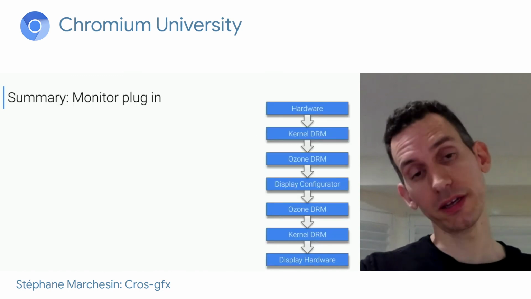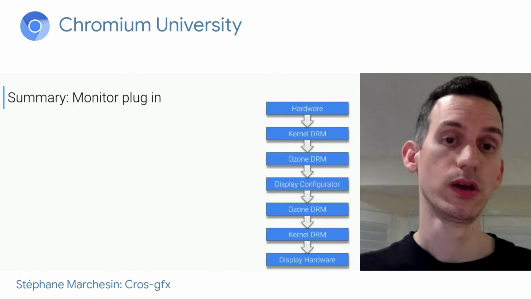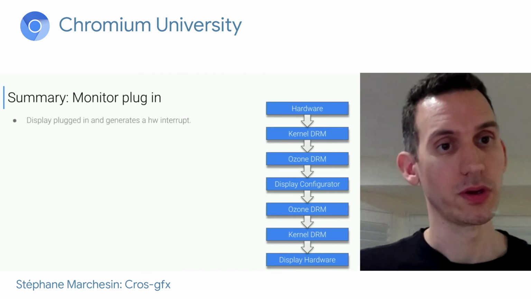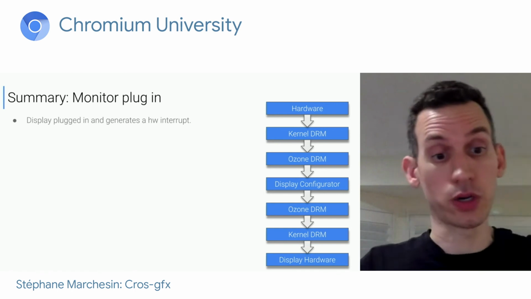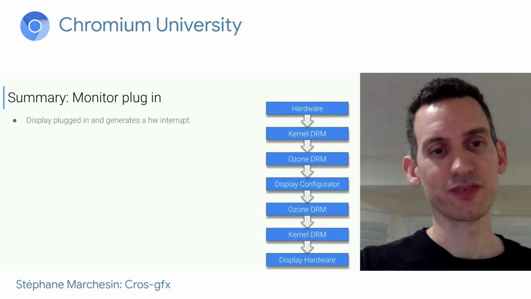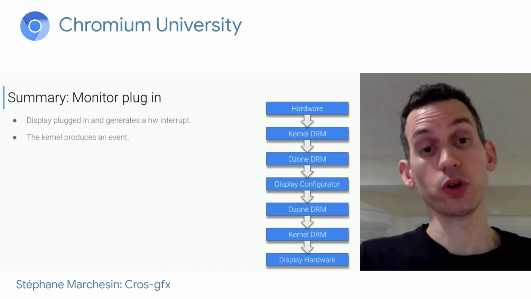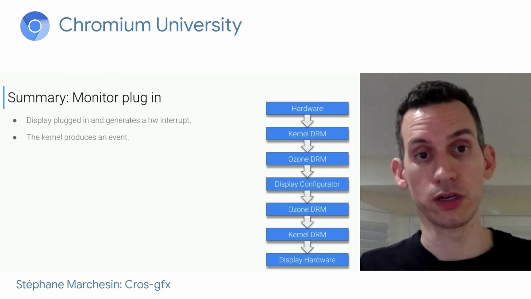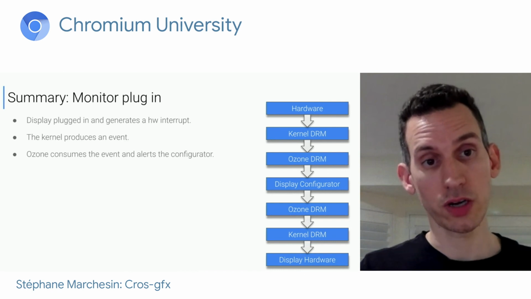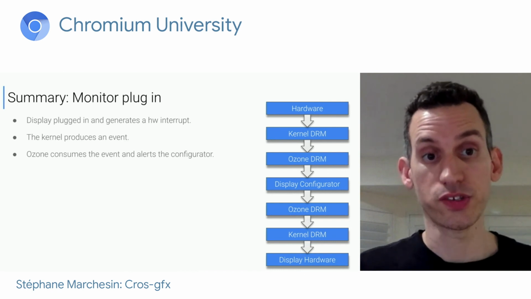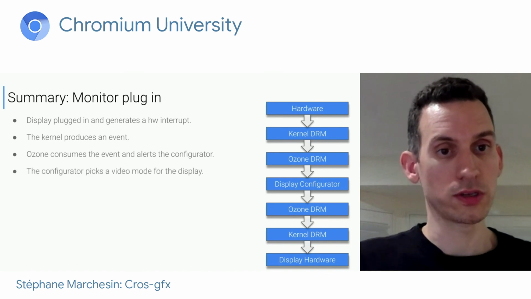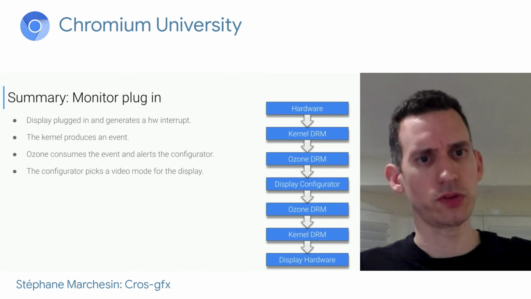So if we look at a sequential diagram of what's going on for a monitor hot plug, this is what happens. The display is plugged in and it generates a hardware interrupt, which is our kickoff for all of this. The kernel produces an event based on that hardware interrupt. The event gets picked up and consumed by Ozone, and Ozone alerts the display configurator saying, hey, something has changed. You have to look at the state and make a decision. So the display configurator picks a video mode, picks a resolution, picks all of that for the display.